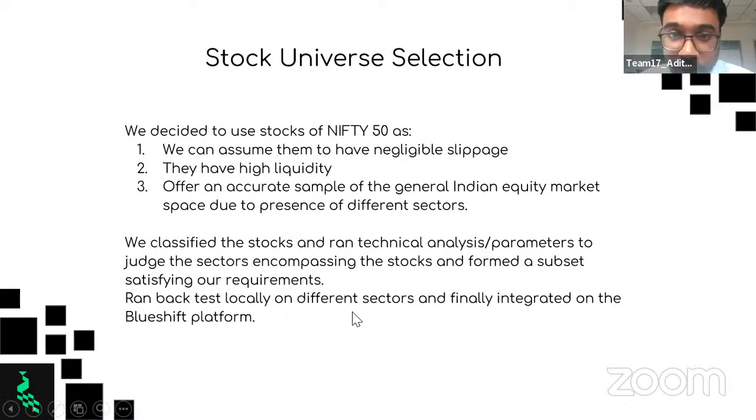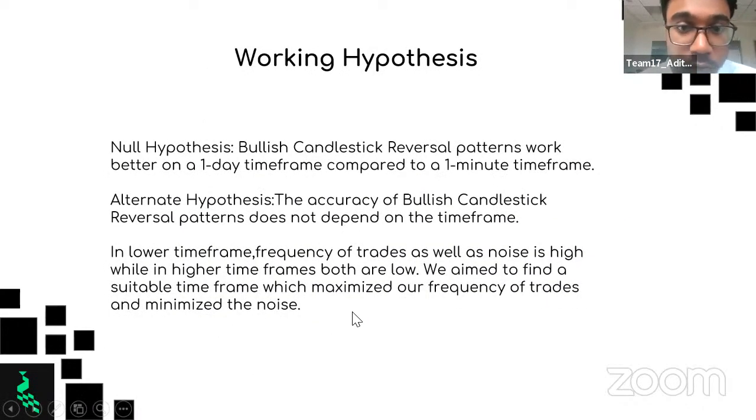So next, this is our working hypothesis that we finally decided to move on with. Our null hypothesis is that bullish candlestick reversal patterns work better on a 1-day time frame compared to a 1-minute time frame. And this is our alternate hypothesis. The idea behind this was that in lower time frames, the frequency of occurrence of bullish candlestick reversal patterns will be very high because noise is high. In higher time frames, both will be low. So we aim to find a suitable time frame to maximize our frequency of trades and minimize the noise, because we don't want a lot of noise, and we want proper signals.